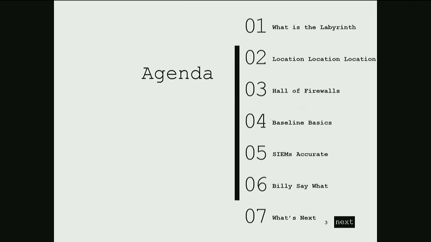So, a little bit about the agenda. I'm going to do a quick concept of what the labyrinth is. Then talk about the location, something I call the Hall of Firewalls, which I actually really like. Then baselining basics. I like this one, number 5. There are a couple of different ways to say SIM or SIEM, so I think it's fun to play on both of those. You have a lot of SIM-spiration, and it's simple, but I like SIEMs accurate. It's just kind of fun. And then Billy say what, because hopefully I will try to blow your mind a little bit, which would be kind of fun. And then what's next, what this plan is.